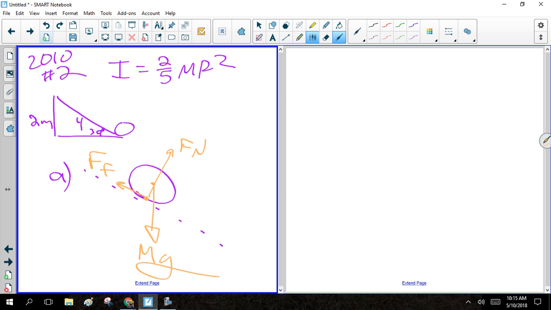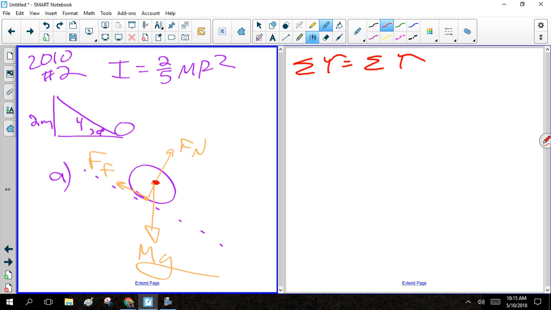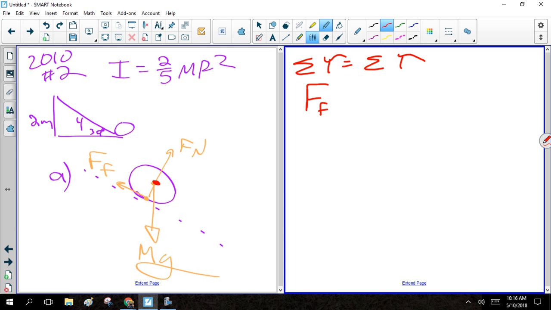I think there's value in understanding both ways of doing this. So, let me do it this way. All right, so let's write a net torque equals I alpha equation. According to my drawing here, if I choose this as my pivot point, what force is going to produce torque? Friction. Okay? So my force of friction times what's the length of my lever arm, you guys? The radius of the ball, right?